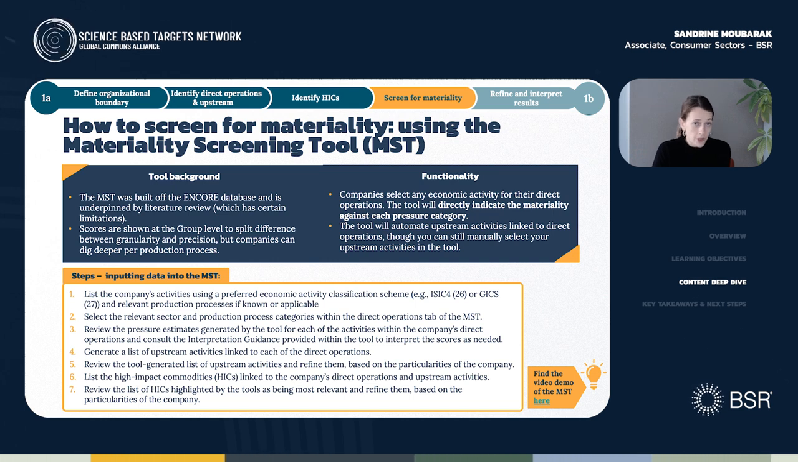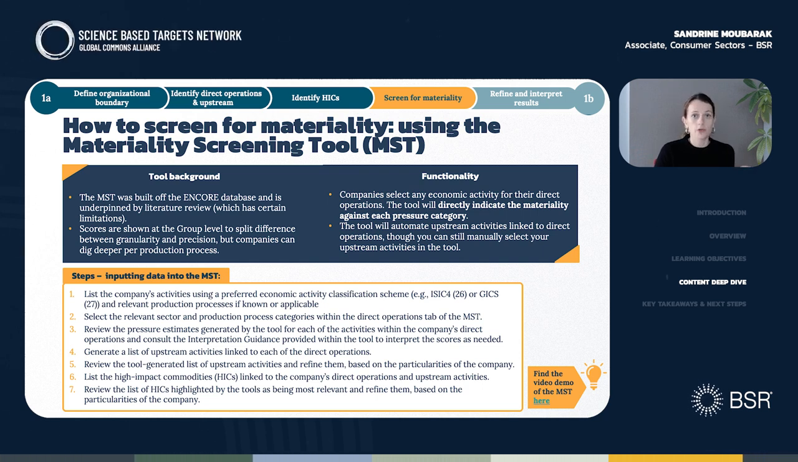As for how to leverage the materiality screening tool, you can see on this slide the 7-step process, all the way from inputting data and listing the company's activities using preferred economic activity schemes, to reviewing the list of high-impact commodities highlighted by the tool as being most relevant and refine them. You can also refer to SBTN's recorded demo, which is a video that shows in detail how to use the materiality screening tool.